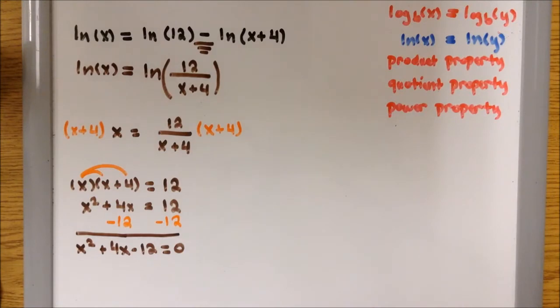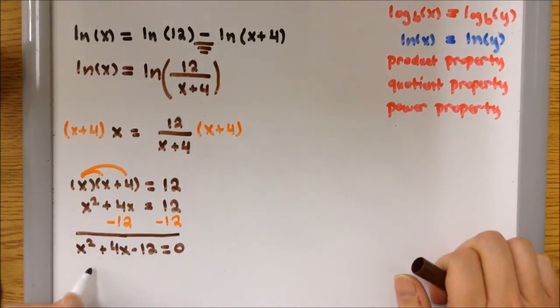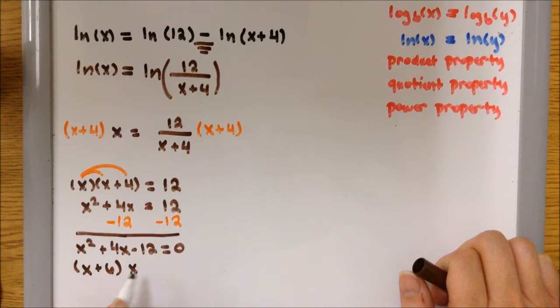Now I'm not going to do the work again. It's expected you should know how to do this when showing the work on the test. So x squared plus 4x minus 12. The factors for this quadratic equation are x plus 6 times x minus 2 equal to 0.